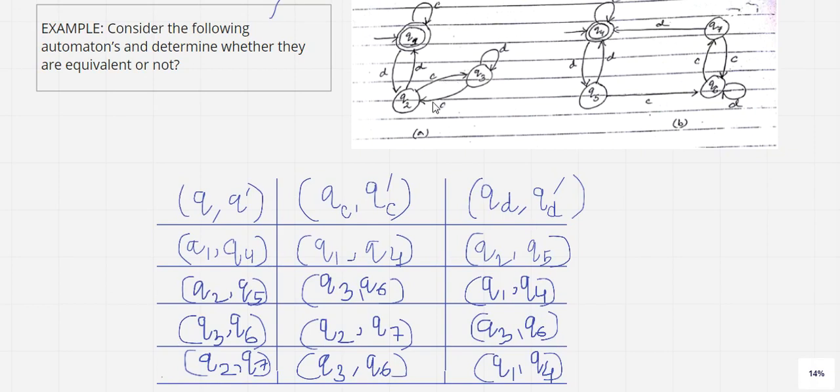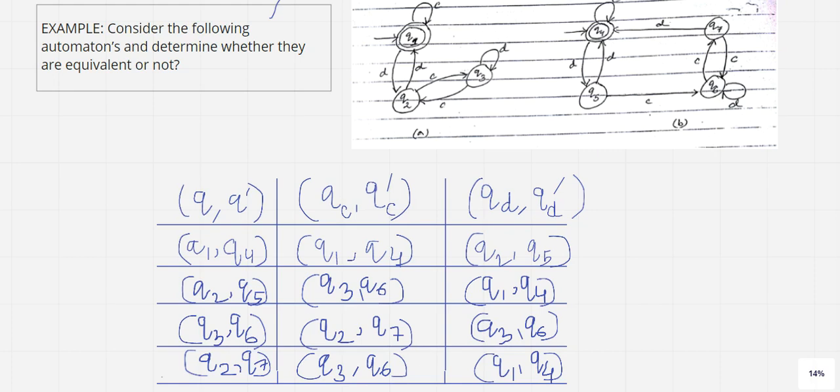Okay, so this is how we need to find out whether two machines are equivalent to each other or not. In the next video, if you want, I will be taking one more example on this equivalence of two finite automata, where you can directly find out whether two machines are equivalent to each other or not. Hope you have understood the scenario.